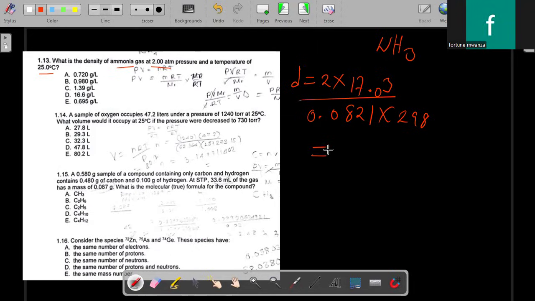Okay, so I'm getting my density to be 1.39 grams per liter, meaning the answer there I'm getting. So for this one, the answer I'll get is C there.